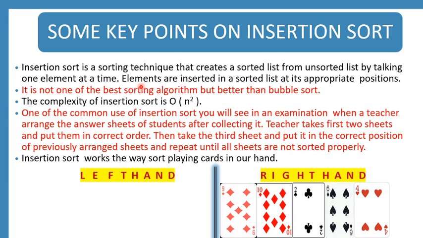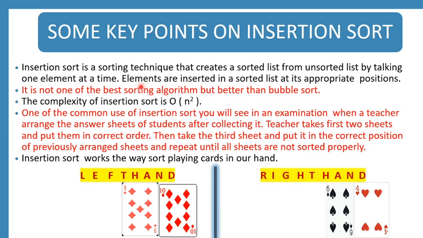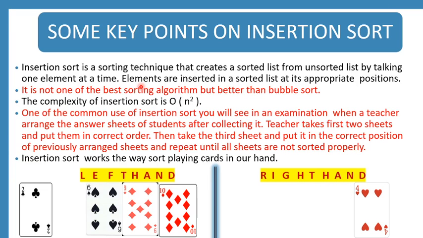Now the first card is 9. You will take card 9 and shift it to your left hand, because it is a single card, it is already sorted. Now you will take card 10, and what will be the appropriate position for 10? After 9, so it will be placed after 9. Next is card 2. Card 2 will be placed before 9, because that is the appropriate position for it. Now 6 will be placed between 2 and 9. 4 will be placed between 2 and 6.